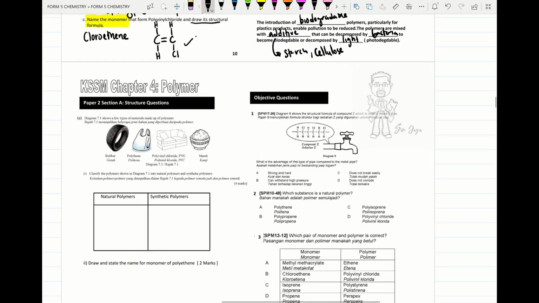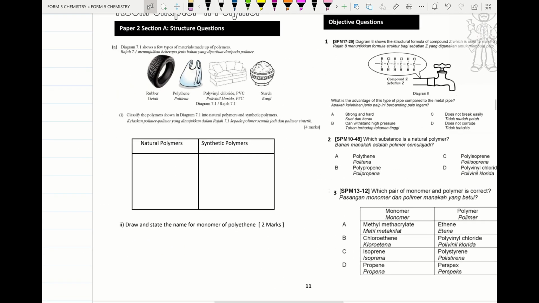All right, so we move on to the next question. All right, try to look at this question. So they are given few example of a product made up of synthetic polymer or natural polymer. The first one is rubber. All right, next one is polyethylene, polyvinyl chloride, and starch. All right, so we need to classify the polymers shown in diagram 7.1 into natural polymer and also synthetic polymer. All right, so please remember this is made up of tire. Tire is known as SBR.